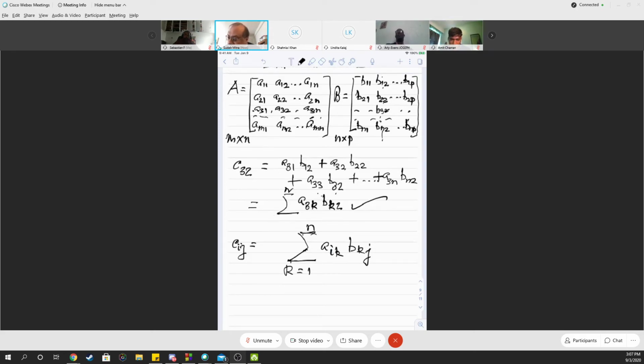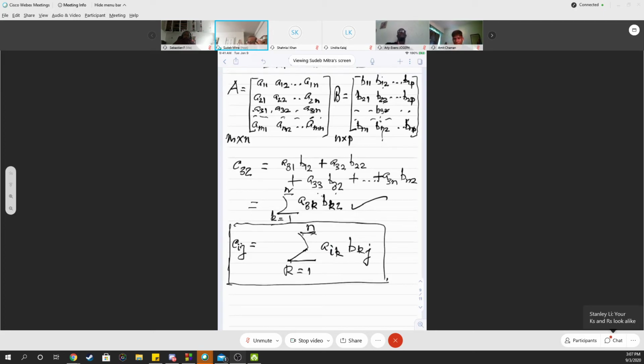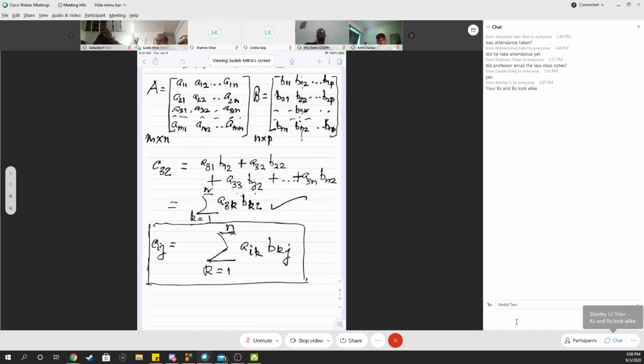So that's the formula, and it tells us that with this we can read all the entries of the product. This is what I wanted to really show you, and this is extremely easy. The element Cij in the matrix C, in the matrix AB, is sigma Aik Bkj, k goes from 1 to n. And why is this n coming? Because, see, this is the trick: these two n's. Got it?